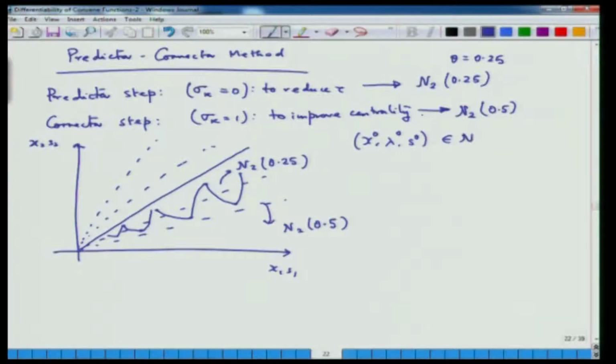say in the N2 0.25 neighborhood, what I do is I put sigma 0 is equal to 0, and then I compute grad x naught, grad y naught, grad s naught, that is the Newton steps for the relaxed Newton case with this parameter, the centering parameter equal to 0.